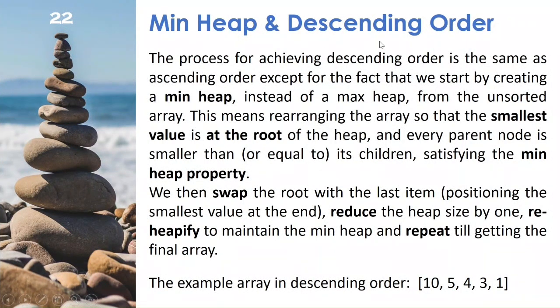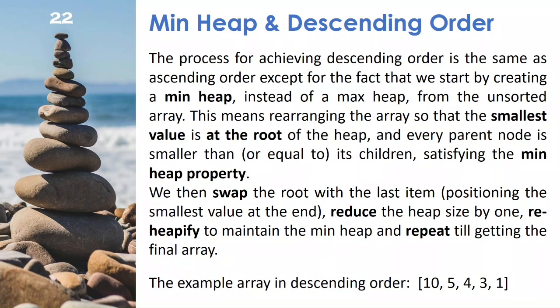Okay, then we have min heap and descending order. So we talked about max heap, which is used for ascending order, but if you want to sort an array in descending order, it's just the exact opposite. We create a min heap, right? The example and the animation were all based on max heap, but descending order is the same thing. The process and everything is the same, except that we make a min heap.